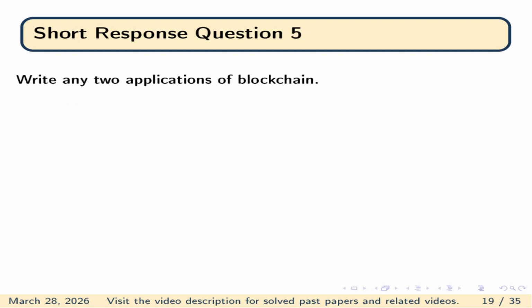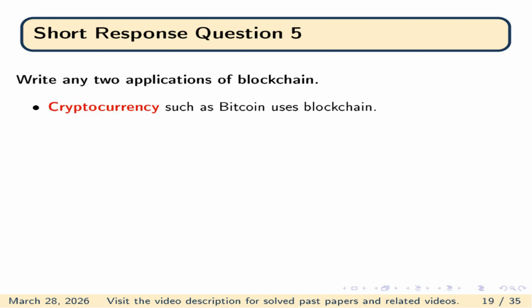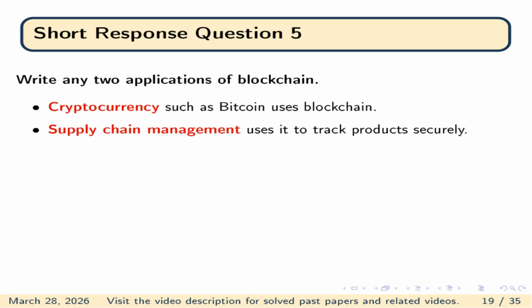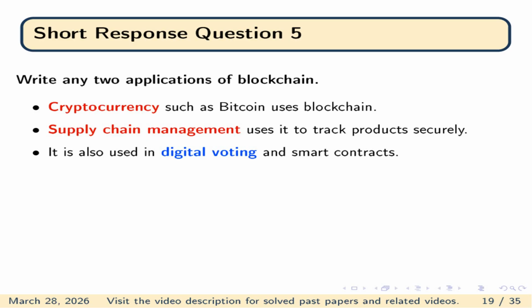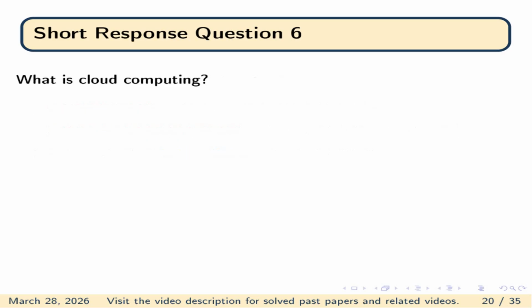Write any two applications of blockchain. Cryptocurrencies such as Bitcoin use blockchain. Supply chain management uses it to track products securely. It is also used in digital voting and smart contracts.